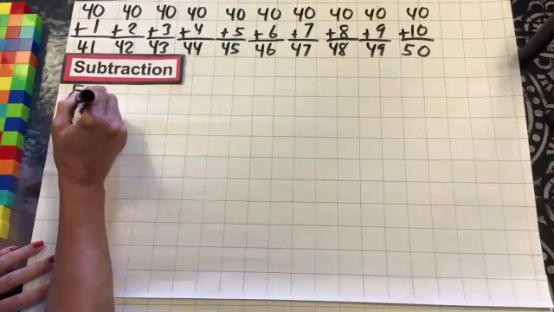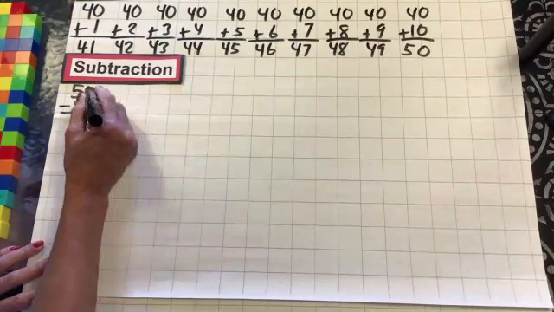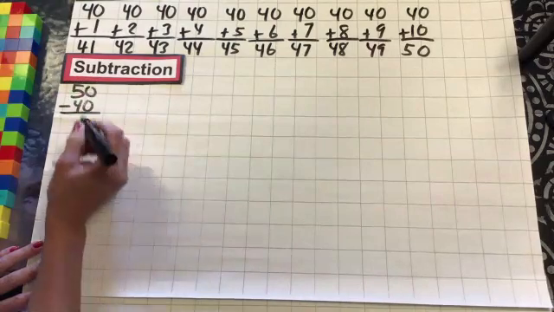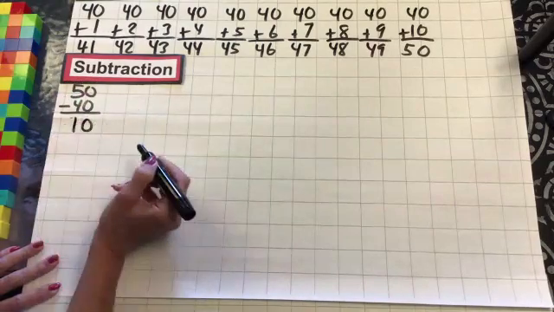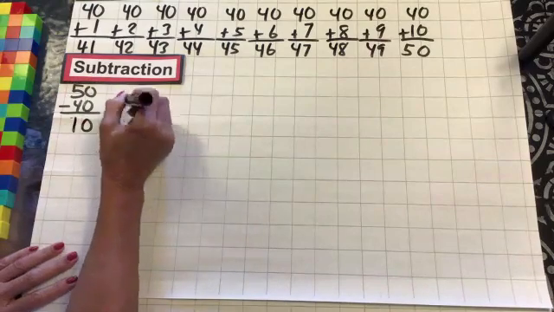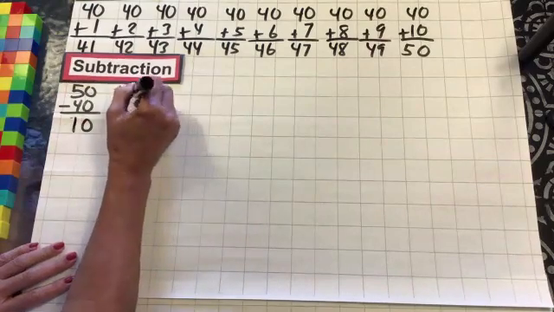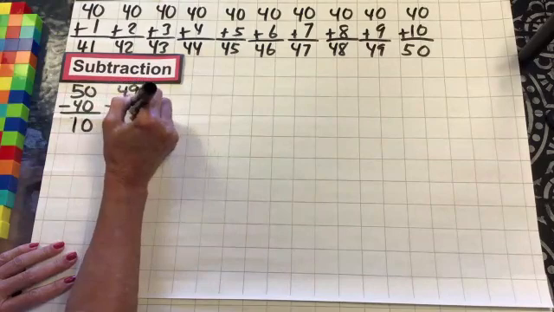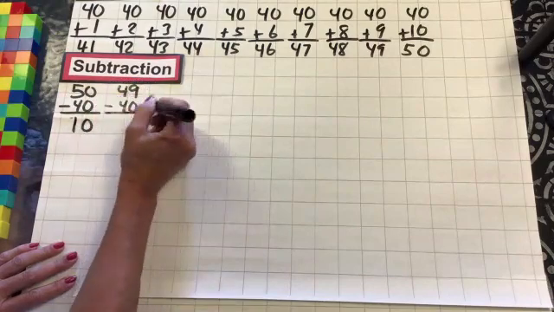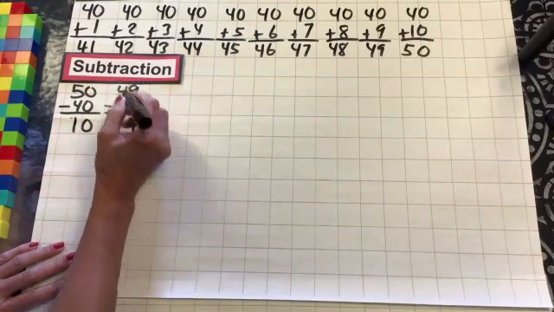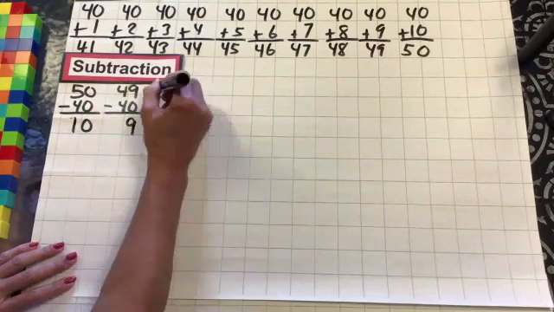All right, we're going to start with 50. And we're going to subtract 40. So 0 minus 0 is 0. 5 minus 4 is 1, or 10. And so we equal 10. Now we have 49 minus 40. 9 minus 0 is 9. 4 minus 4 is nothing.